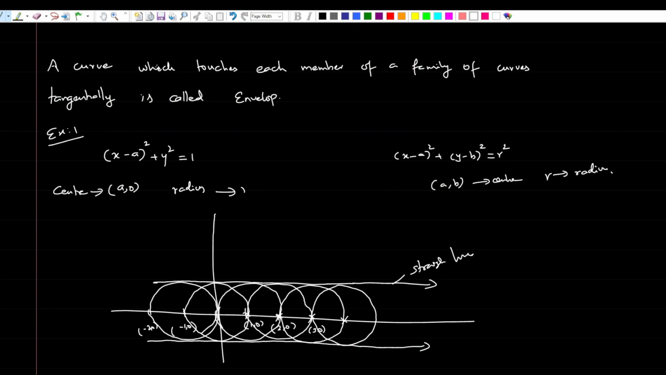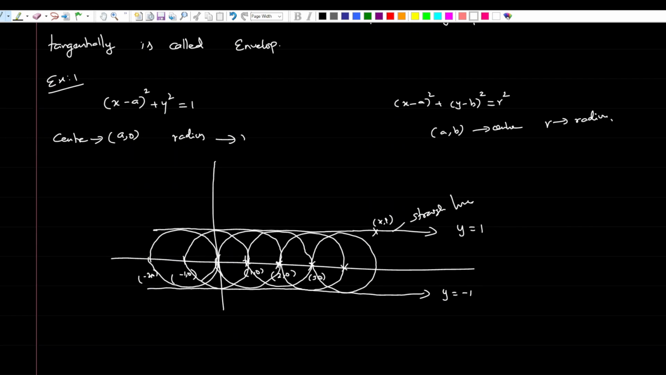What will be the equation of the straight line? See here, if you take any point on the straight line, the y value is constant, that is y is 1 and x is a variable. So this is the straight line y equal to 1, and the other straight line is y equal to minus 1. Clear?